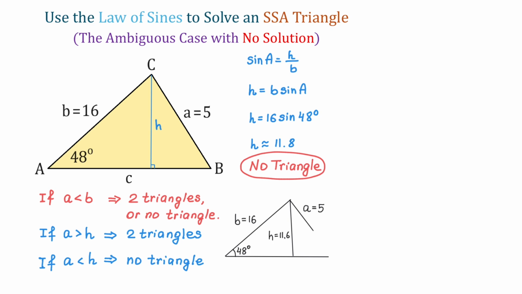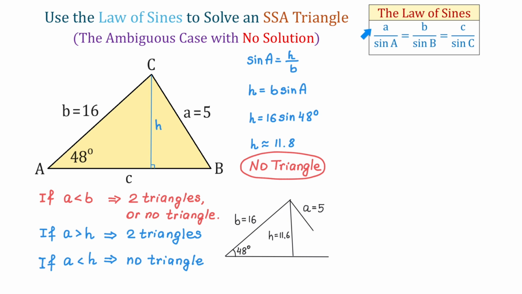Now let's see what happens if we don't find h and instead we use the law of sines to solve this triangle. The law of sines is side a over sine of angle A equals side b over sine of angle B equals side c over sine of angle C. In our problem, we are given side a and angle A, and we also have side b, and we can use the law of sines to find angle B. So we will use these two ratios and start replacing.